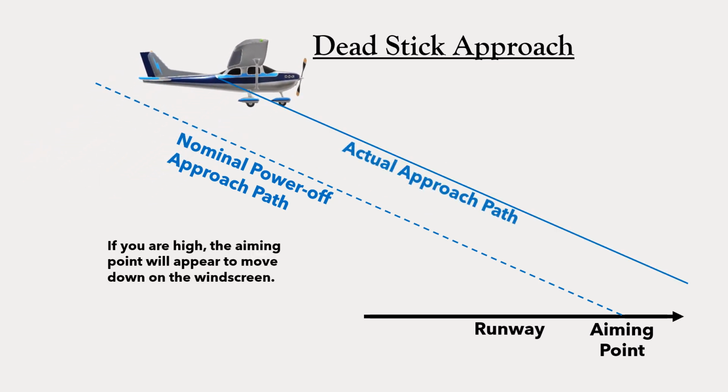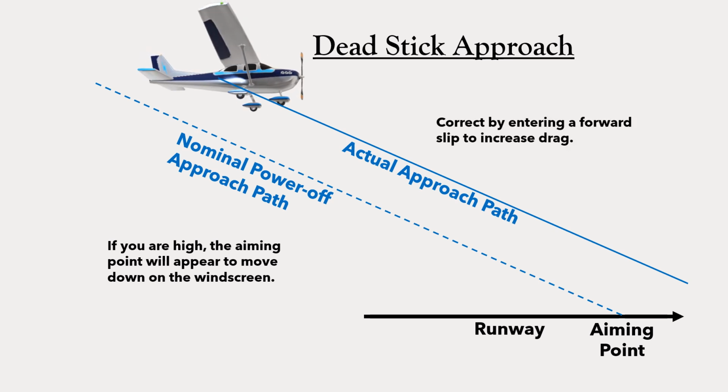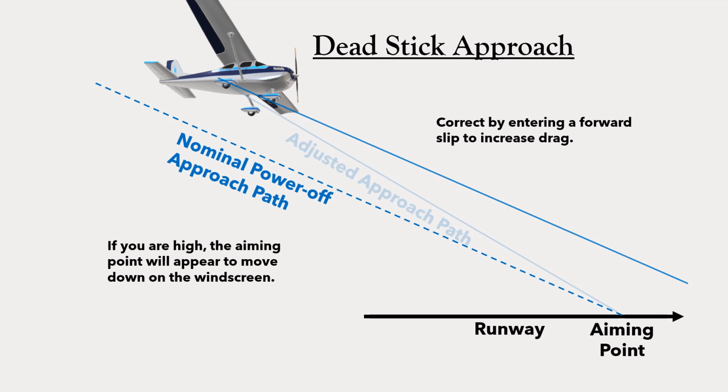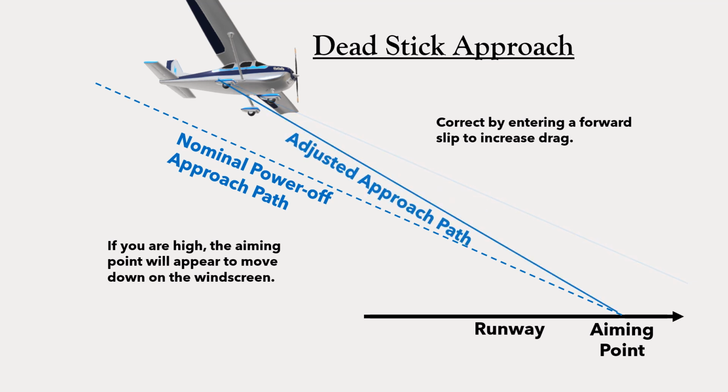On the other hand, if we are high, then we'll notice that because our aiming point will appear to move down the windscreen, just like it did with the power on approach when we were high on that approach. We correct for that by initiating that forward slip, which increases the drag and makes our approach steeper.